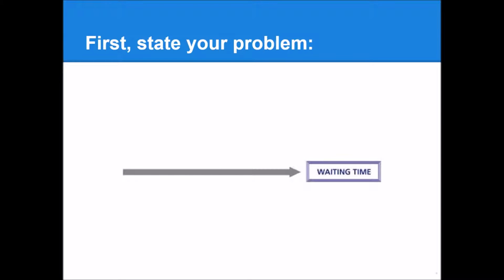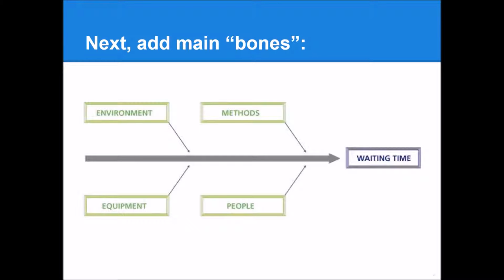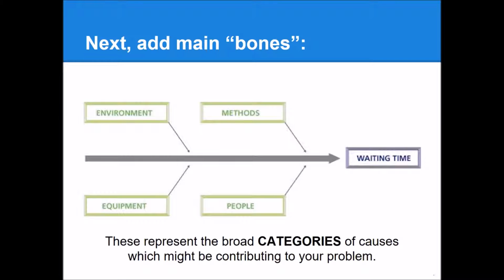Let's look at another example and build the fishbone diagram together. Let's say we want to address the problem of long wait times in a clinic. First, we start by stating our problem in the head of the fishbone diagram. So here we've stated it as waiting time. Next, we add the main bones, or broad categories of potential causes of our problem. And these four that you see here are pretty common categories of potential causes of our problems.